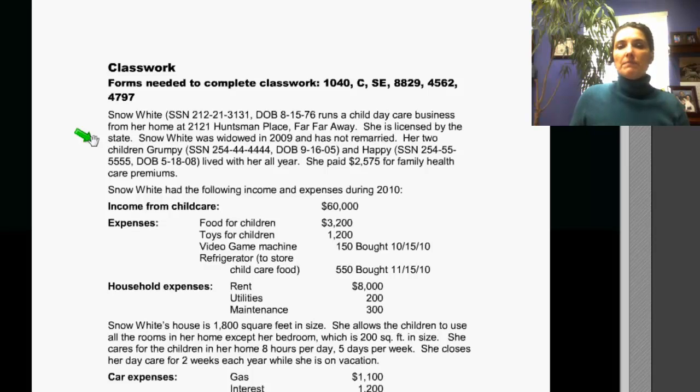Her 2 children, Grumpy and Happy, lived with her all year. She paid $2,575 for family health care premiums. Snow White had the following income and expenses in 2010.